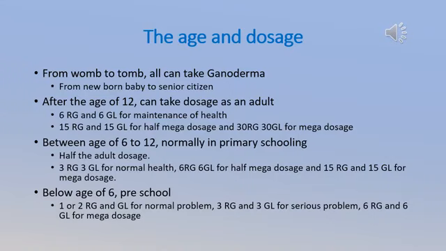For those below the age of 6, when the child is very small, we can mix it into the milk or the drink for them. Maybe 1 or 2 Rg and Gl for a normal problem, 3 Rg and 3 Gl for a serious problem, and 6 Rg and 6 Gl for the mega dosage. So these are the general dosages, depending on the group of people and the body condition.